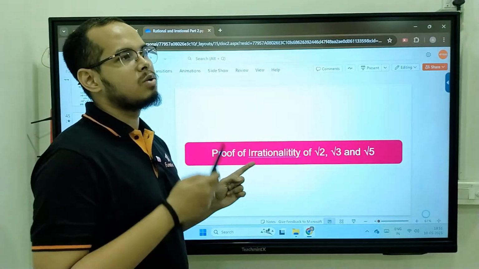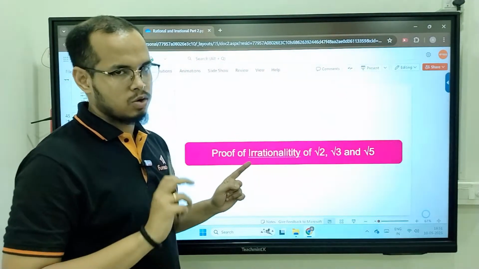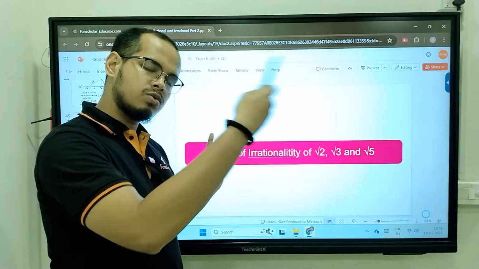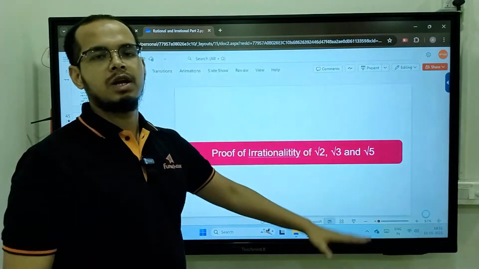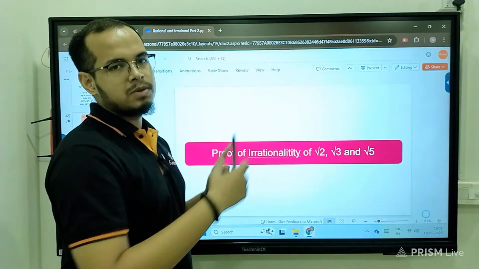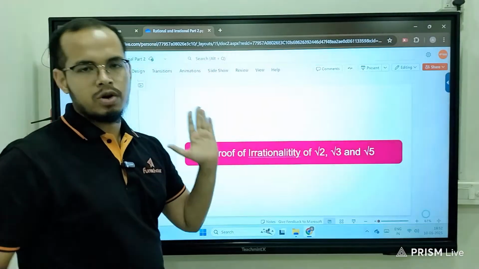So we cannot say that after 1, 4, 1, again 1, 4, 1 will come. No. 1, 4, 2, 3, 2, 7, 2, 9, whatever. It will be a different number with no particular set of numbers repeating. So non-terminating and non-repeating.